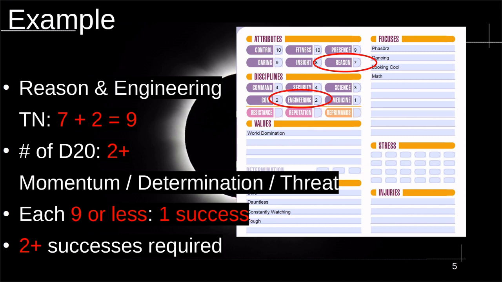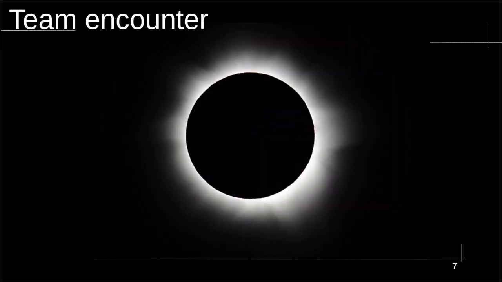That means obtaining 5 or even 4 successes going for a difficulty 4 to 5 task is extremely unlikely to happen. So I'm probably relying on those resources: momentum, determination, or threat. The probably most important one is momentum, because it affects the way the game is played. One important way to obtain momentum is working together.